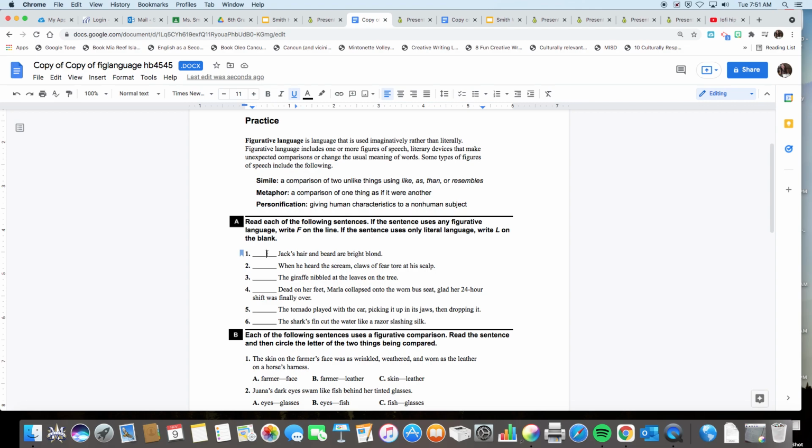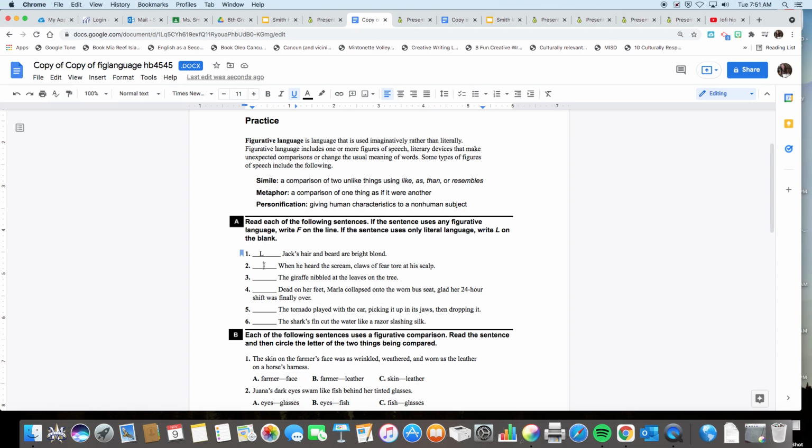When I look at that, there is no type of figurative language being used, okay? The author's just using, this is a literal sentence, right? Jack's hair can literally be bright blonde, okay? So I'm going to put an L because there's no figurative language. This is literal, okay? Let's look at number 2.